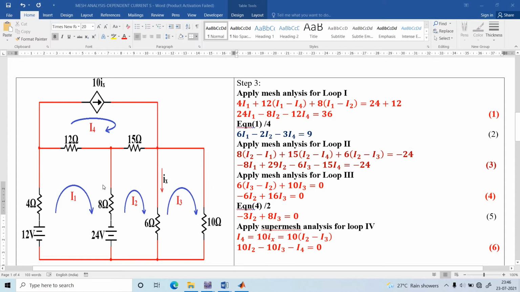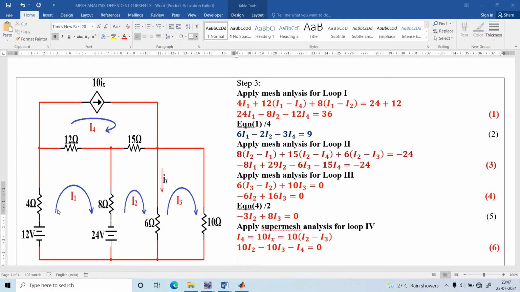Okay, see this problem. How many meshes are there? There are 4 meshes or 4 loops. Here this is loop number 1, loop number 2, loop number 3 and loop number 4. The current flowing in loop number 1 is I1, loop number 2 is I2, loop number 3 is I3, and loop number 4 is I4.